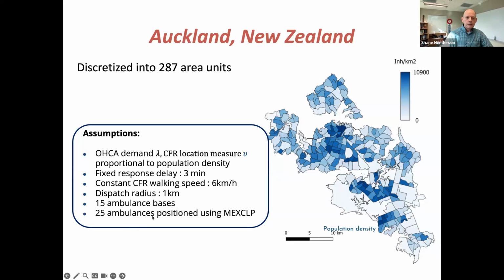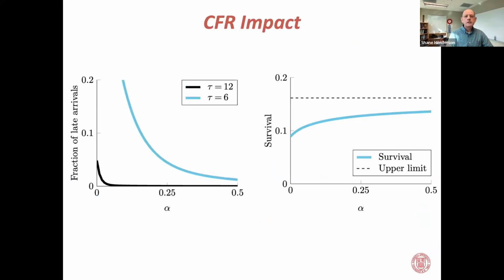We position ambulances using a sensible model called MEXCLP, which is a method devised by Mark Daskin a long time ago, but it's still considered one of the top methods for doing this. So we just position ambulances according to some sort of realistic deployment, and then we try to do some calculations. And you end up with plots that look a little bit like this.